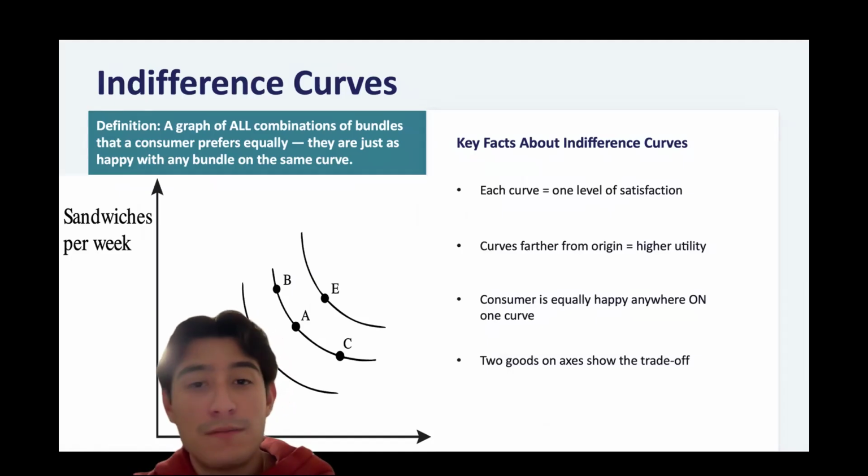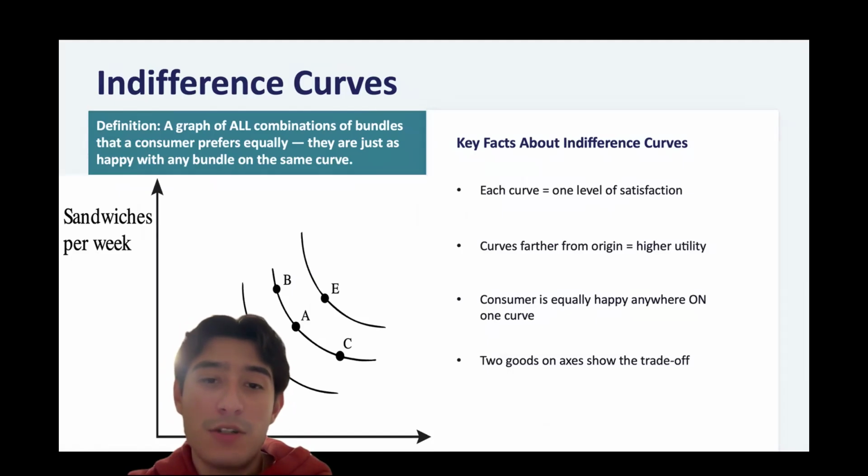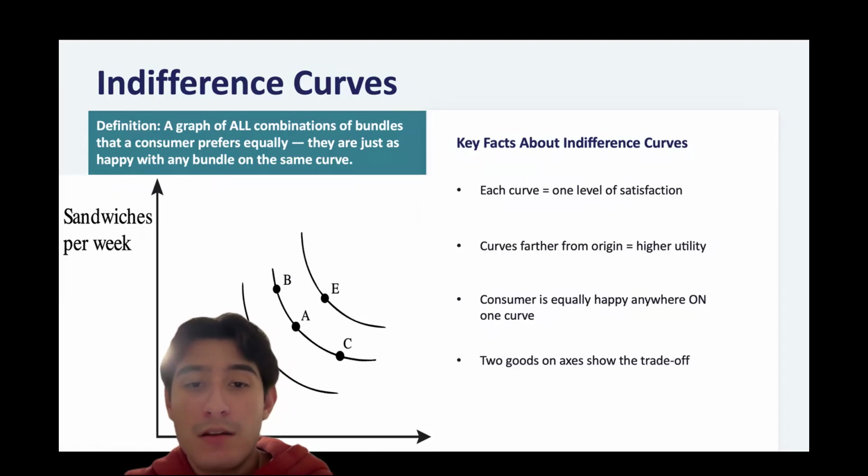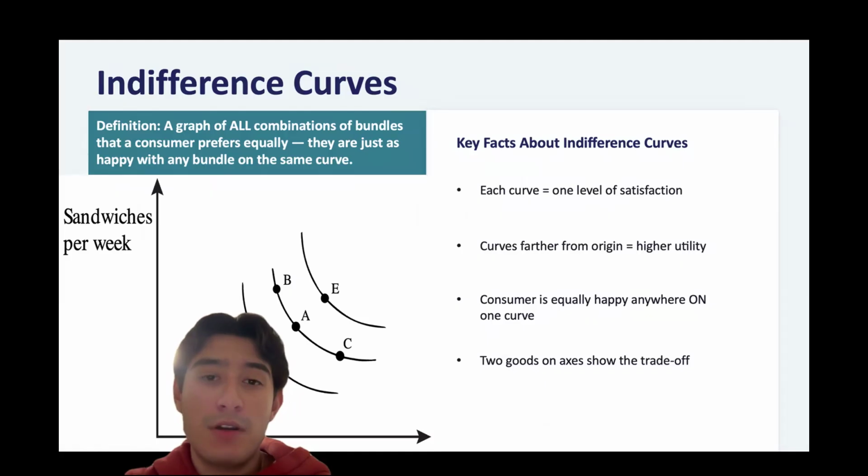The indifference curves. Now that we have our three assumptions, we can actually graph preferences. The tool we use is called an indifference curve. The definition: an indifference curve is a line that connects all bundles of goods that give a consumer exactly equal satisfaction. So a consumer is equally happy, or indifferent, between any two points sitting on the same curve.